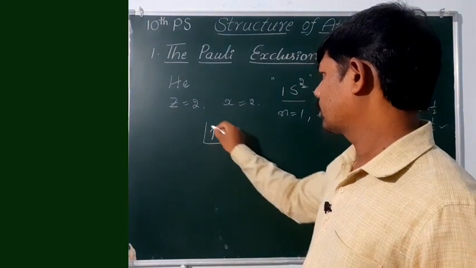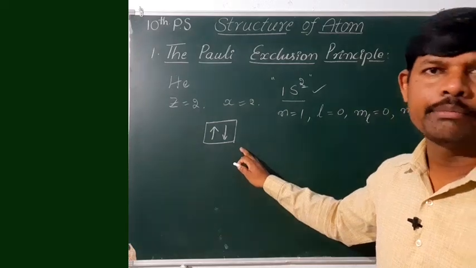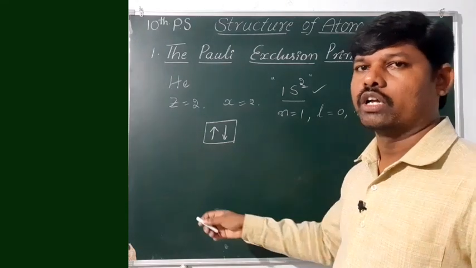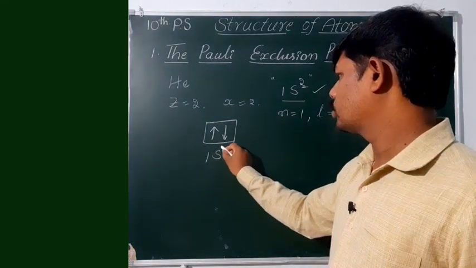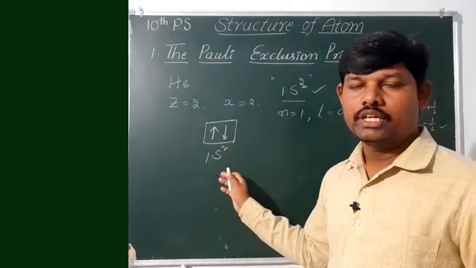So this is the electronic configuration of helium by representing all the quantum numbers. So 1s2. Here we can write all the four quantum numbers of helium.